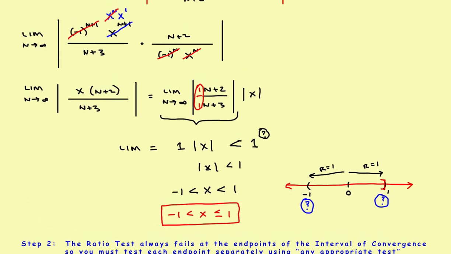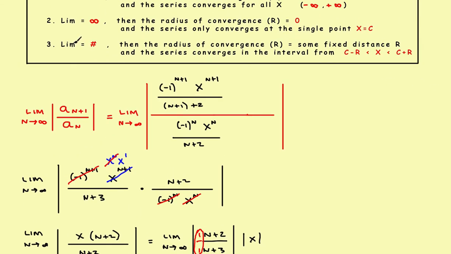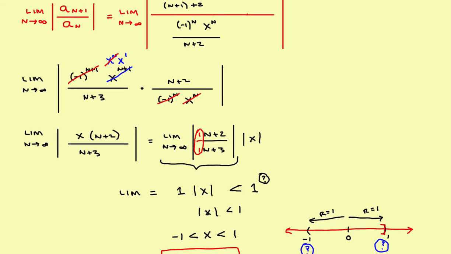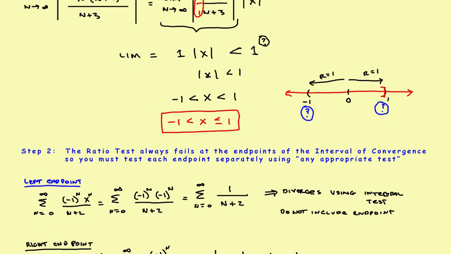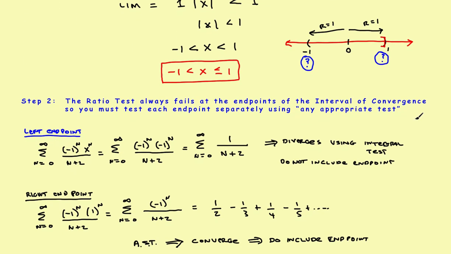So again, if you wind up with the limit being a fixed number, then you have to check for the endpoints. And as you check each point individually, if the series diverges, you don't include the endpoint. If the series converges, then you do include the endpoint.